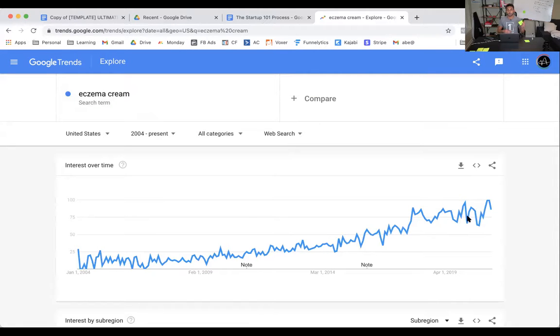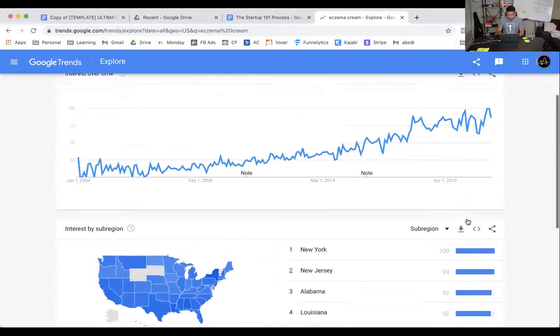So we know that over time, people have been increasingly more demanding of eczema cream, right? They've been wanting this more and more. That's a good sign. You want to see that growth, right? That means demand has been growing over time, okay? So that's number one.